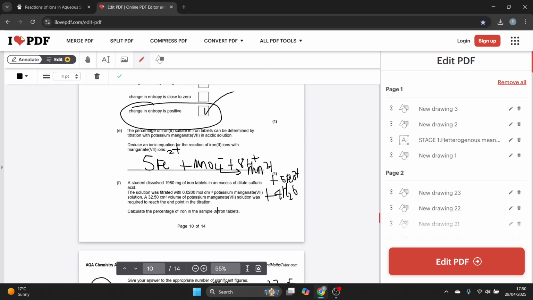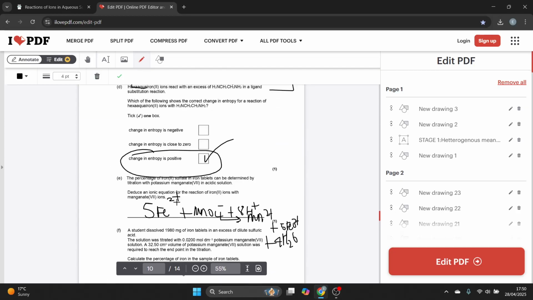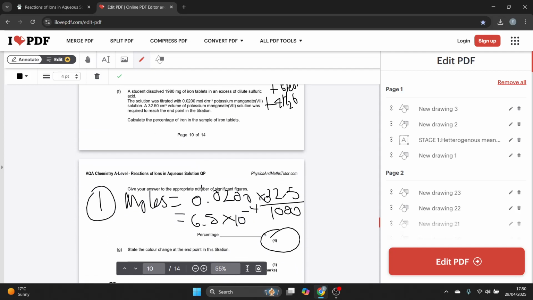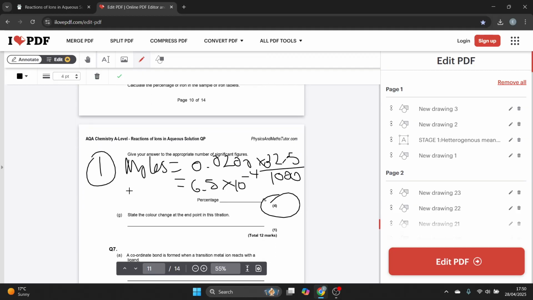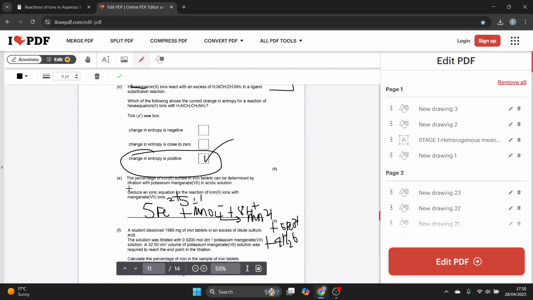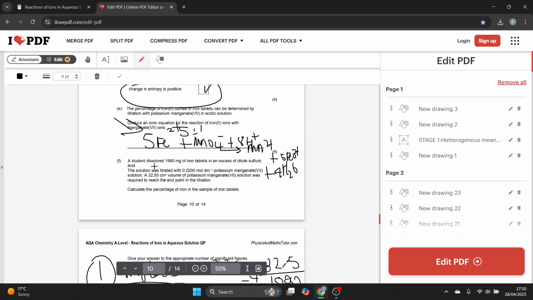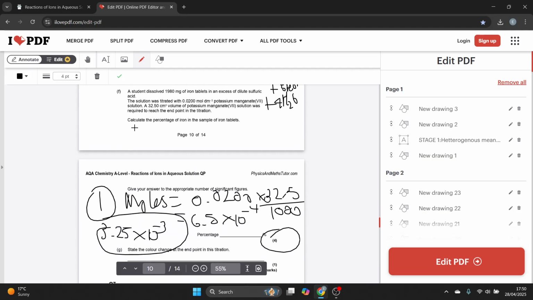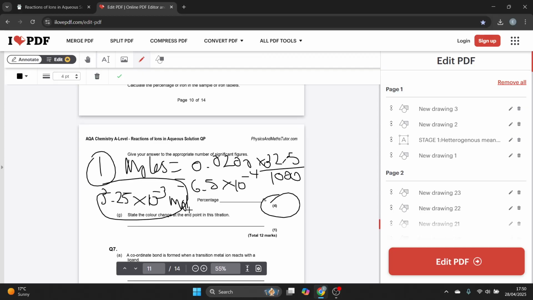Percentage of iron, that's the moles of manganate ions, 1 to 5 molar ratio or 5 to 1 molar ratio. So then I need to times it by 5, and I get 3.25 times 10 to the power minus 3. It's kind of an unfair question because if you haven't memorized the equation, you wouldn't know the molar ratio, and therefore you wouldn't be able to get the second mark, and therefore you ain't going to get the third mark, and you ain't going to get the fourth mark because those two are going to be wrong.